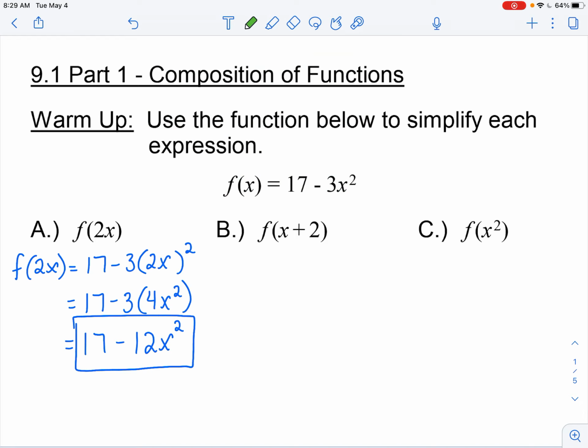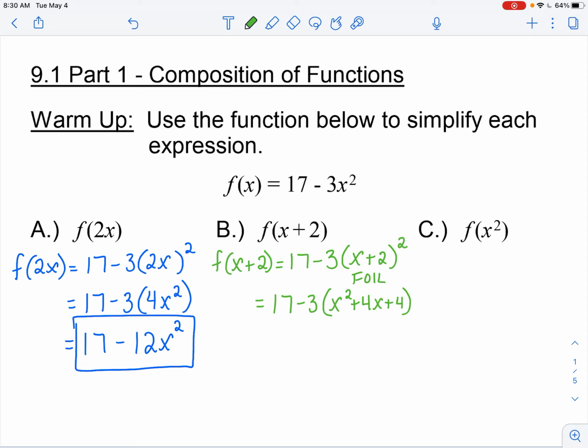Now for part B, to find f of x plus 2, we're doing the exact same steps. We're taking 17 minus 3x squared, and in place of the x, I'm going to write x plus 2. To simplify this one, I'm going to need to FOIL out this right-hand side before I distribute. So we're going to have 17 minus 3 times x plus 2 quantity squared comes out to x squared plus 4x plus 4.